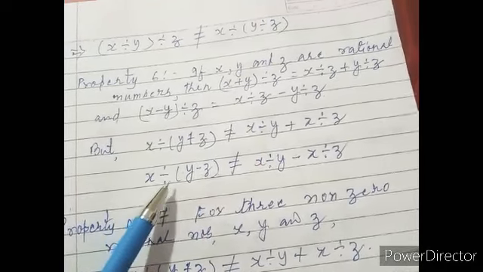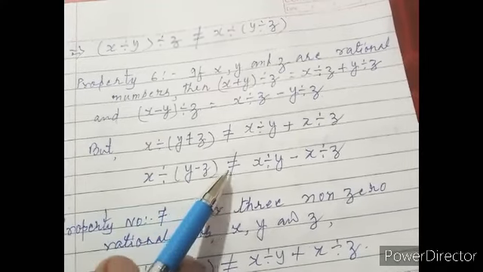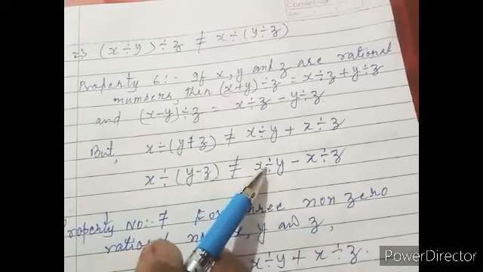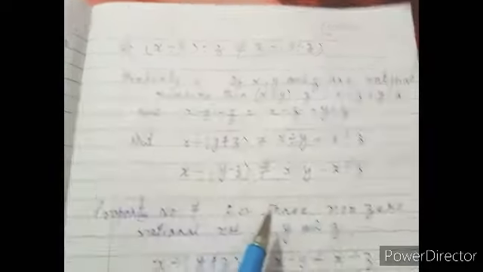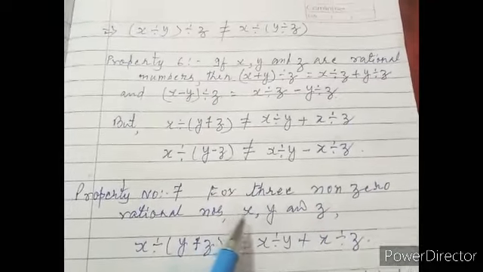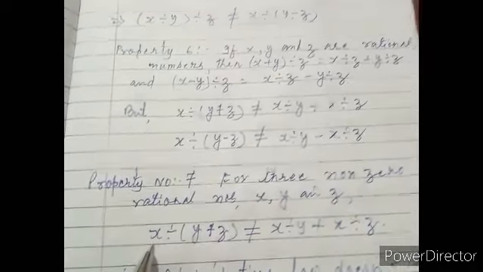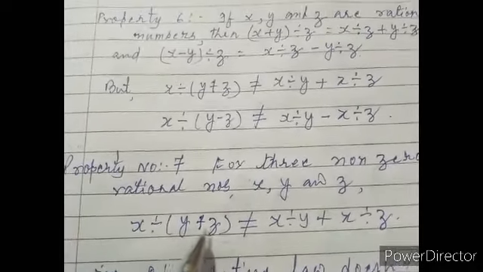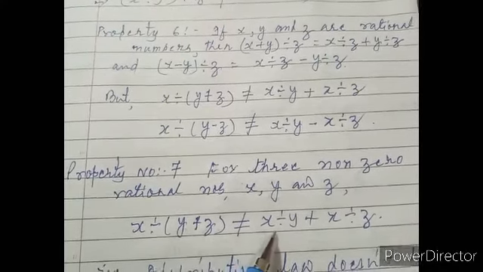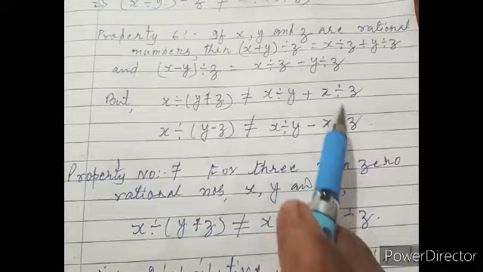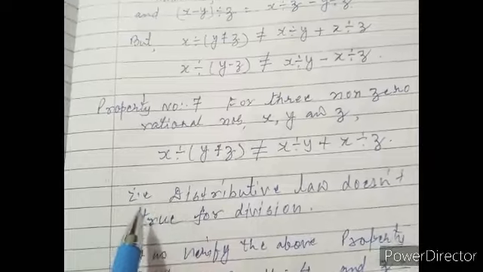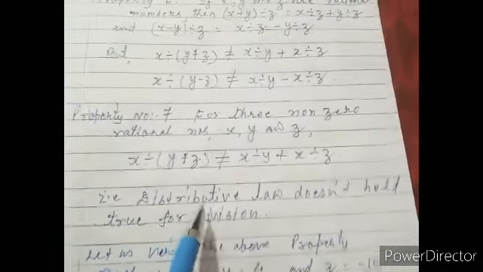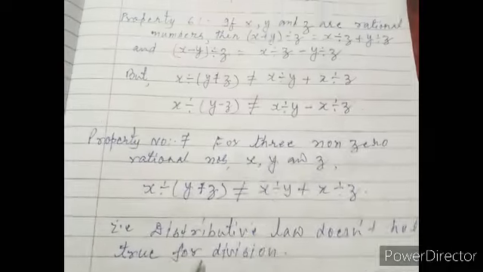Similarly, x divided by whole y minus z is also not equal to x divided by y minus x divided by z. Okay, so here property number 7 is that for three non-zero rational numbers x, y and z, x divided by y plus z is not equal to x divided by y plus x divided by z from here. And similarly, we can say that the distributive law doesn't hold true for division.